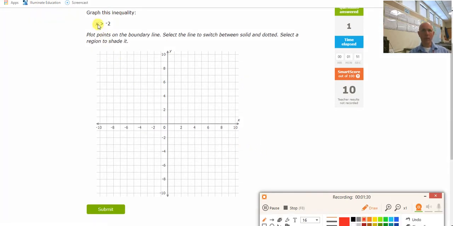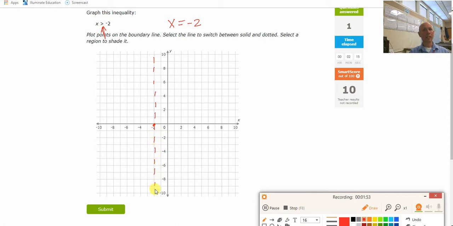So what do I have here? I'm going to start by pretending it's x equals -2. So x equals -2 is right here. This is a dashed line. See that guy right there? That's telling me it's a dashed line, so it's going to be a dashed line right here.